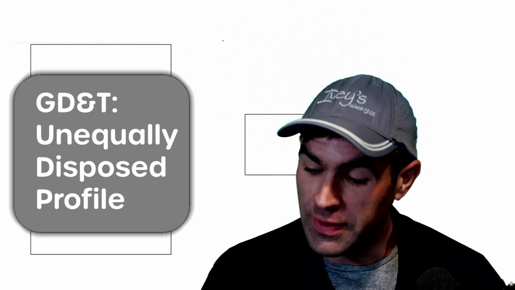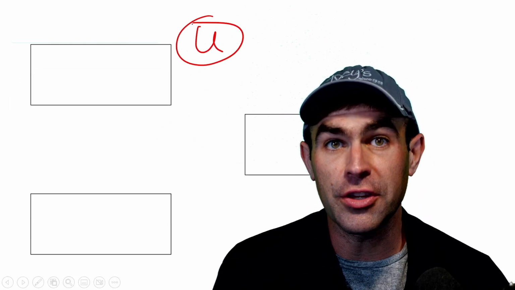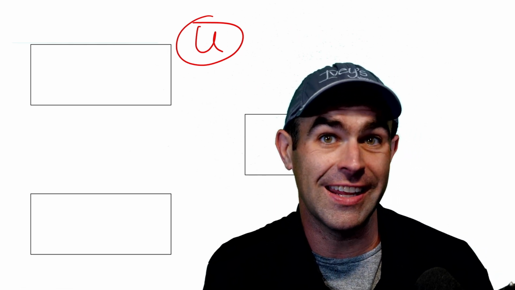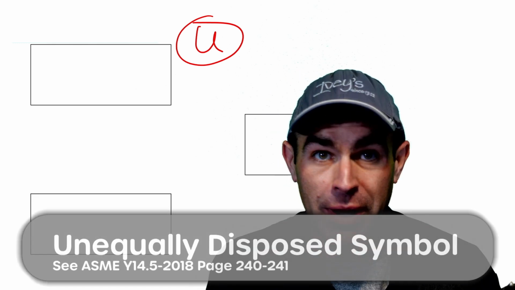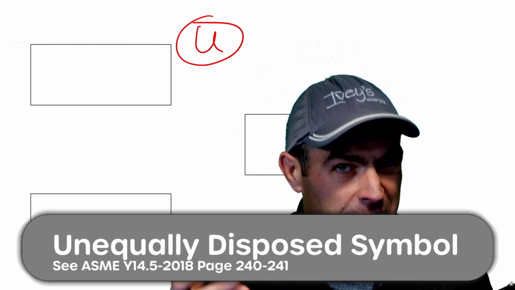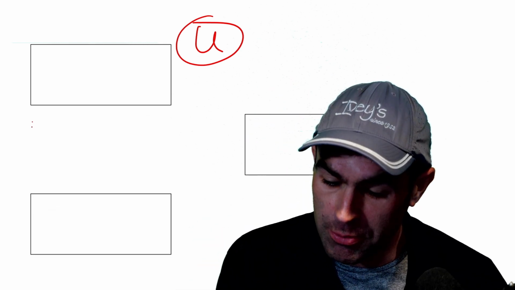In this video, I'm going to cover the unequally disposed profile. Our symbol is a U with a circle around it. The symbol is called the unequally disposed symbol. You might hear some people call it the unilateral symbol. That's basically fine. People know what you mean. It only goes in one place, right?